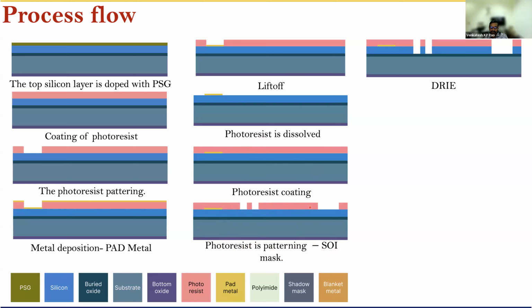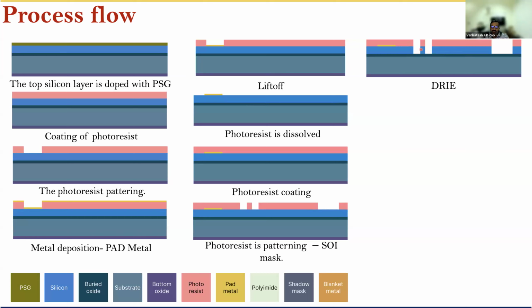Now, after you pattern the photoresist, you have opened up the windows over here. And the structural layer thickness is usually 25 micrometers, that's a fixed thickness. Don't go for any other values during your design. You stick to 25 micrometers for the structural layer thickness.